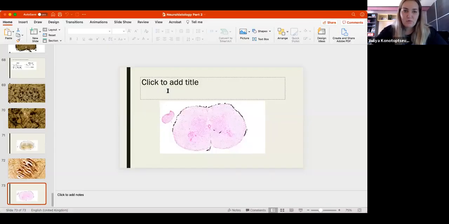Okay, spinal cord is finished. So let's move to the next one. The next one is going to be cerebellum. So we're going to talk about cerebellum.